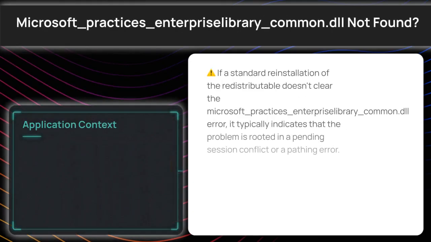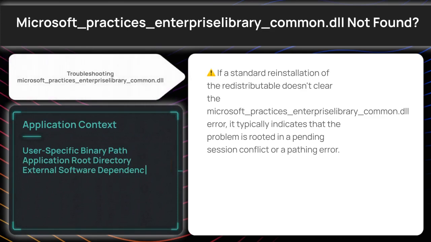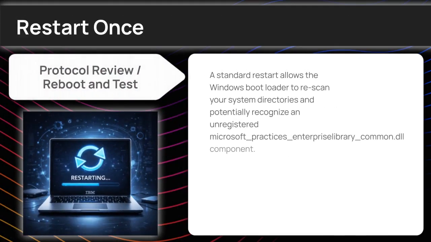If the error persists despite the new library files, we must verify if a simple synchronization conflict is preventing the file from loading. A simple restart can resolve file-in-use errors that mimic a missing Microsoft Practices Enterprise Library Common Module message. It's a low-effort step that ensures your operating system starts with a clean execution stack.